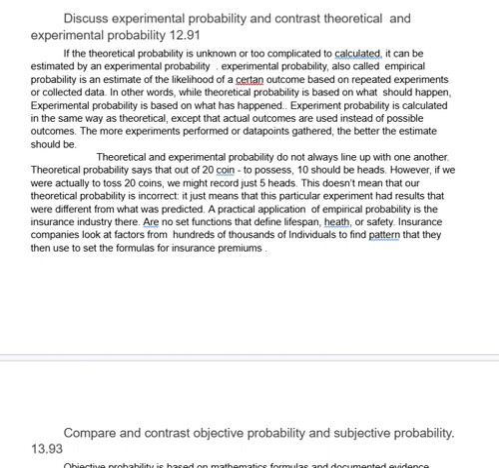However, if we were actually to toss 20 coins, we might record just 5 heads. This doesn't mean that our theoretical probability is incorrect. It just means that the particular experiment had results that were different from what was predicted.